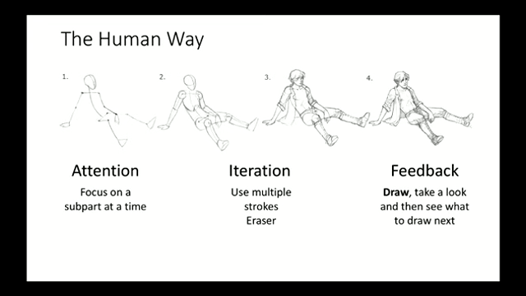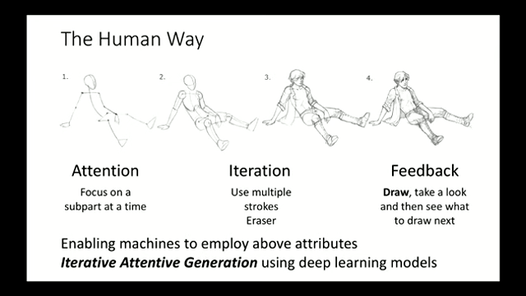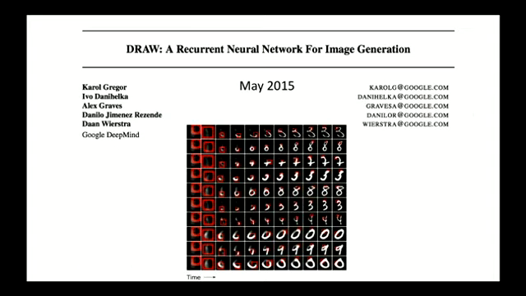Then the question is, how can we enable machines to generate using these 3 attribute processes? The idea is DRAW. This was the first paper, I believe, which attempted this. You can see that now it is generating MNIST, but its strokes are pretty human-like. The red square is where the machine is currently drawing. So it draws sequentially, just like a human would have drawn strokes.